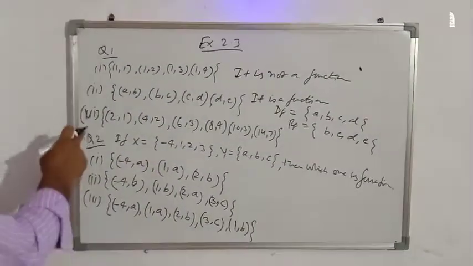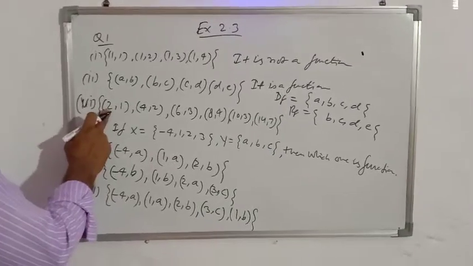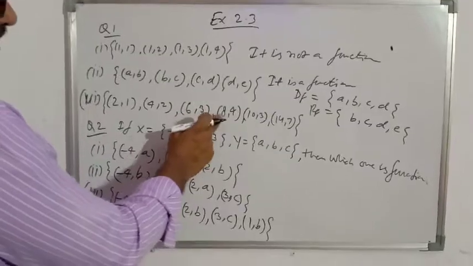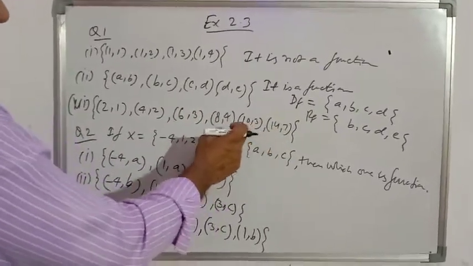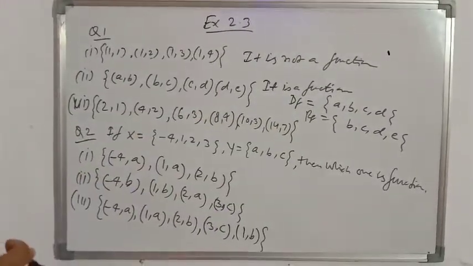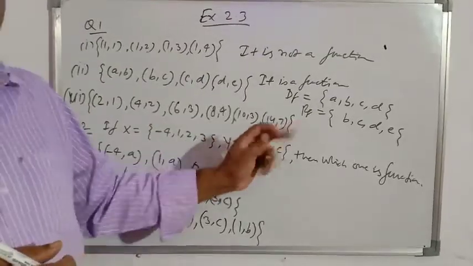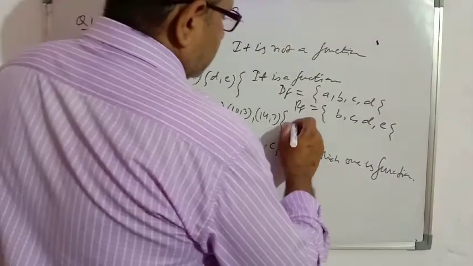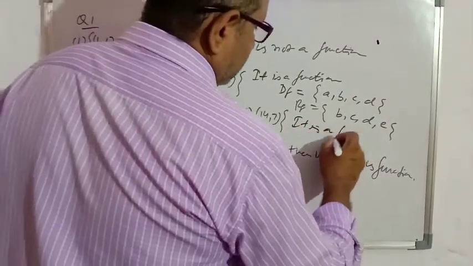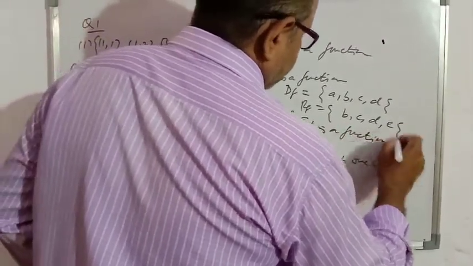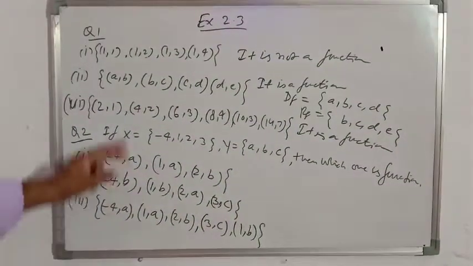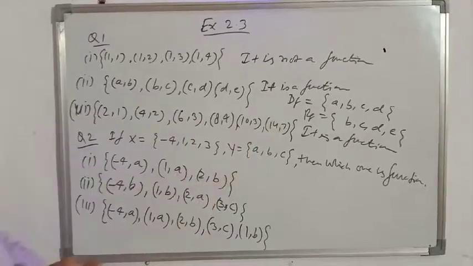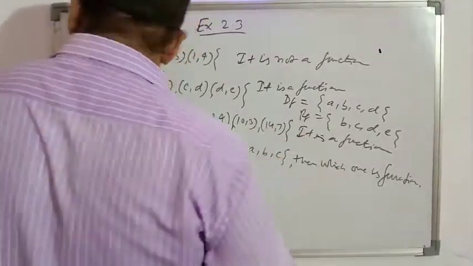See the last part, the sixth part. Check the first component in every ordered pair: 2, 4, 6, 8, 10, 14. All the ordered pairs have different first components. It means it is a function. And what will be the domain? The domain will be 2, 4, 6, 8, 10, 14. We can write the domain.